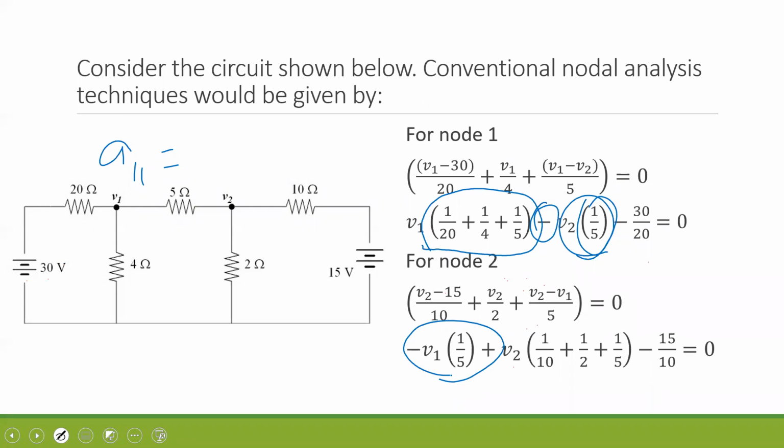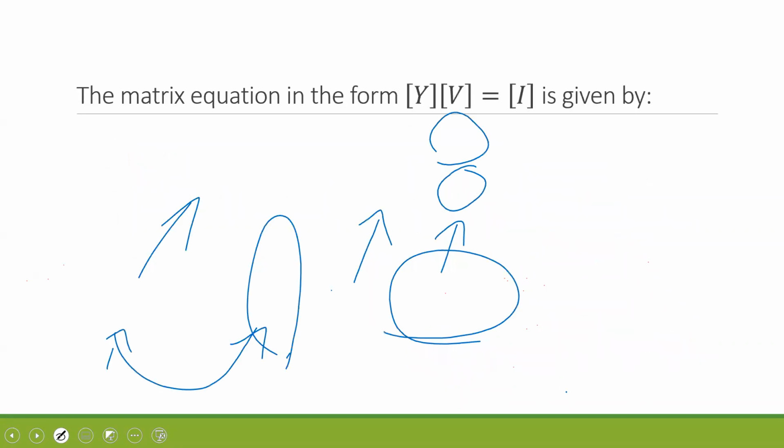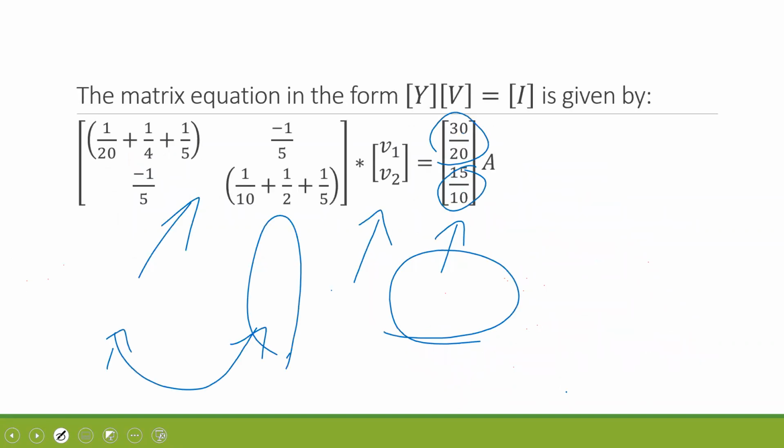Continuing with you, Mr. Blackwood, for node 2, the elements connected to node 2? The 5 ohm, 10 ohm, and the 2 ohm. And these are the reciprocals. Yes, sir. All right. So that's our matrix.